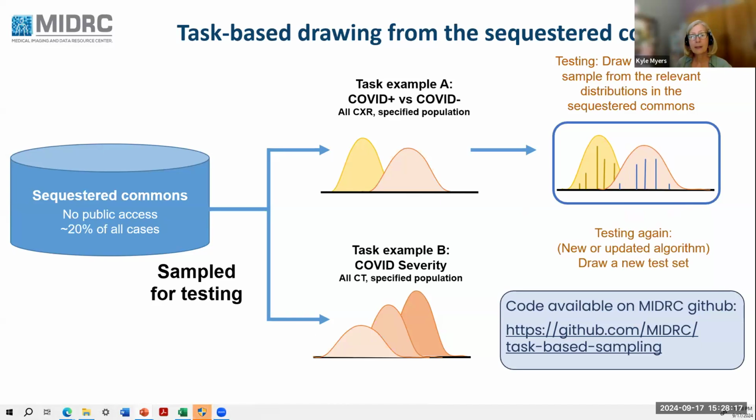Code for doing this is available, again, on the MIDRC website. You may have a different problem that you're working on with a different set of data that you have set aside for your evaluation purposes internally. And this software can be used to allow you to do this kind of task-based sampling.